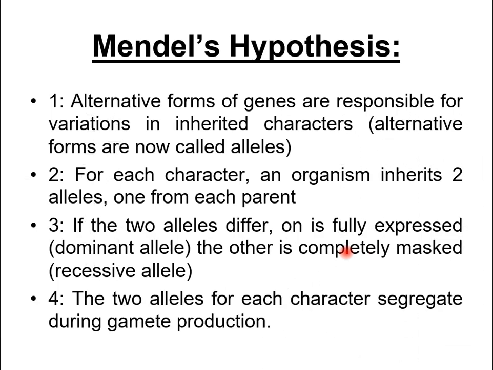The first one, alternative forms of genes are responsible for variations in hereditary characters. Alternative forms of a gene are called alleles. For each character, an organism inherits two alleles, one from each parent. If the two alleles differ, one is fully expressed, the dominant allele, and the other is completely masked, meaning the recessive allele. The two alleles for each character segregate during gamete production.